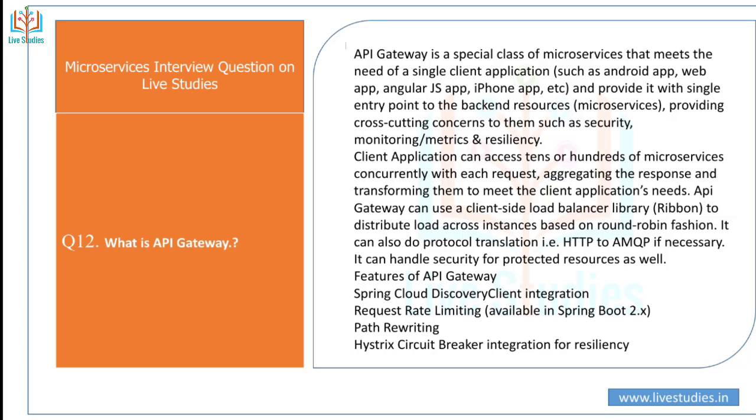An API gateway can use a client-side load balancer library, Ribbon, to distribute load across instances based on a round-robin function. It can also do protocol translation, either HTTP to MQ if necessary. It can handle security for protected resources as well. Features of API Gateway: Spring Cloud Discovery Client integration, request rate limiting available in Spring Boot 2.0, path rewriting, Hystrix circuit breaker integration for resiliency.